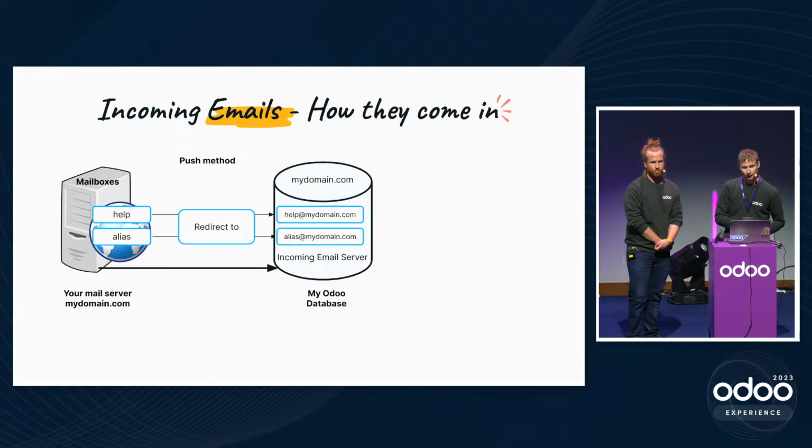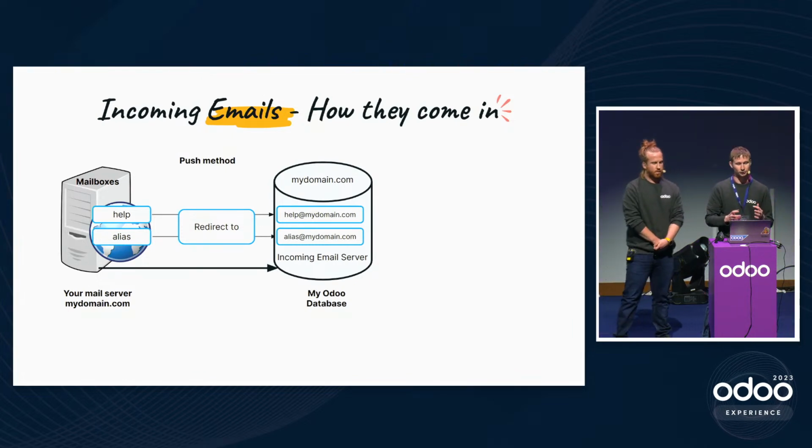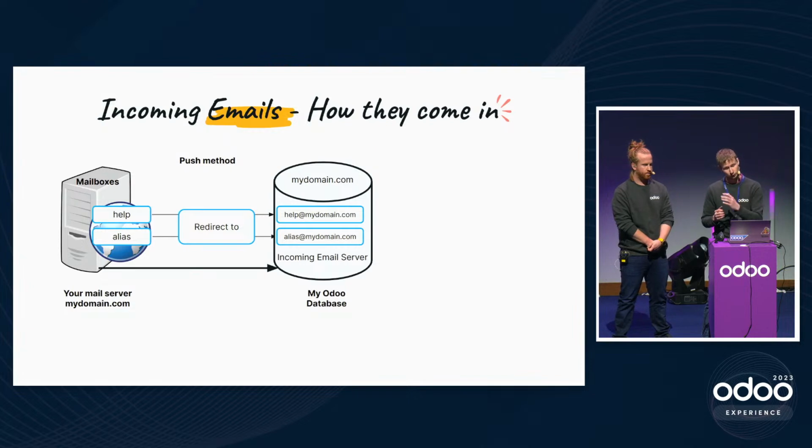The second method. So this one is the push method. Here again, we'll take the same example. Your customer is sending an email to help@mydomain.com, and this time we won't pull the email from the mailbox, but we will do a configuration directly in your mailbox, which will push everything to your database. So here it will be a redirection. Meaning that when you receive the mail in your mailbox, it's directly redirected to your Odoo database.